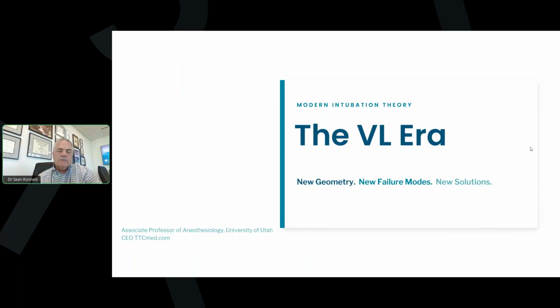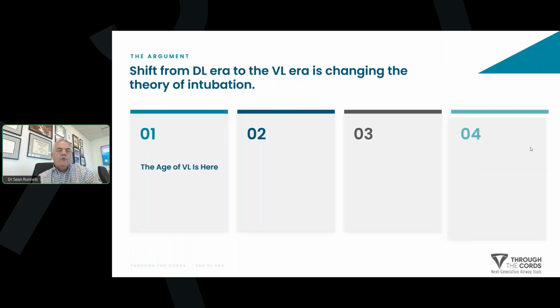What I'm going to talk to you about today is the geometry and some modern intubation theory that helps us understand the shifts that are happening as we move from the direct laryngoscopy era to the video laryngoscopy era. So first thing to understand is the shift from DL to VL is changing the theory and the models of intubation that we need to use to successfully intubate people.